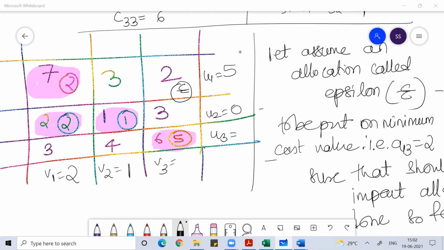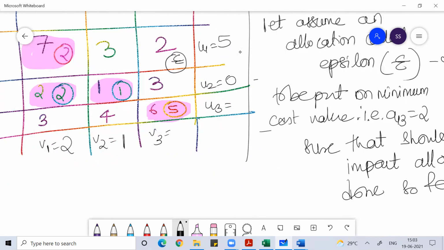Now, because you have put epsilon on the minimum value, which was 2, now what I can do, I can find the value of V3 and U3. How can I find it? Because now I got C13, and that will be equal to U1 plus V3. So cost of that is 2, U1 is 5, so I can find the value of V3. So V3 will be equal to -3.